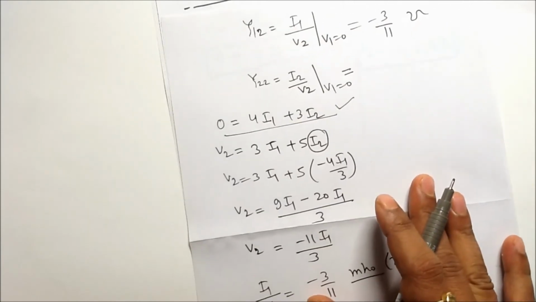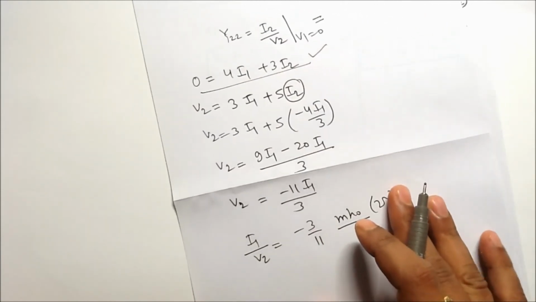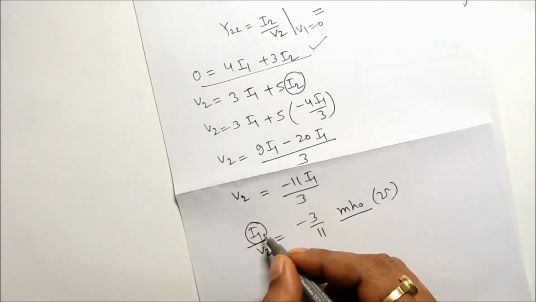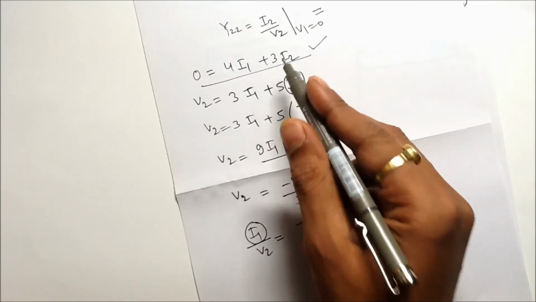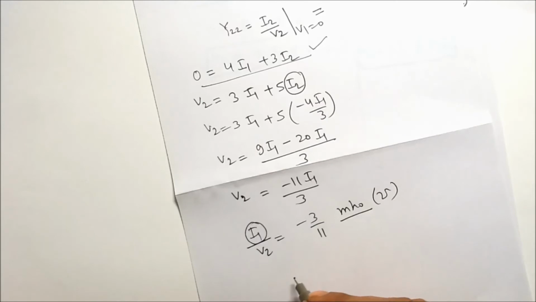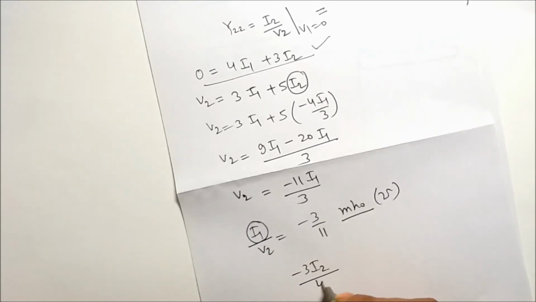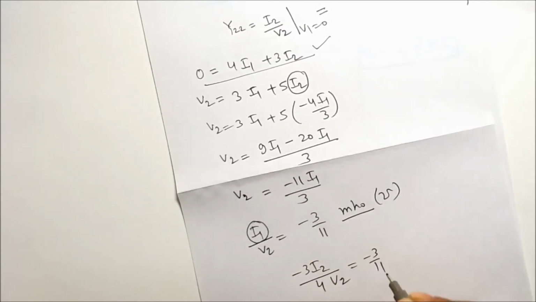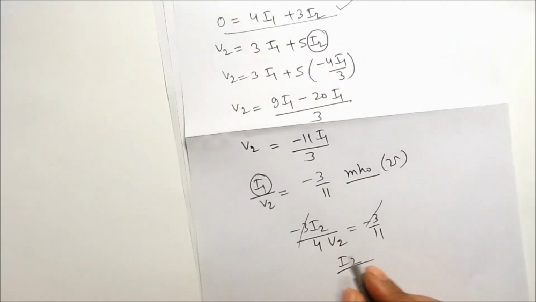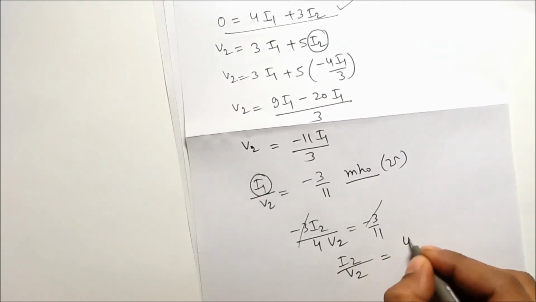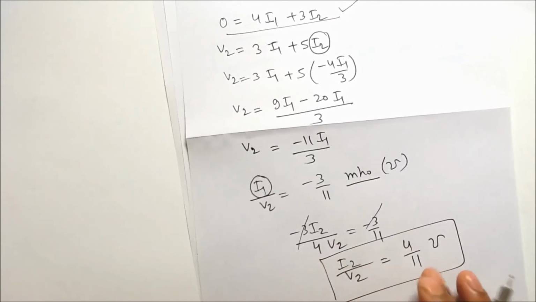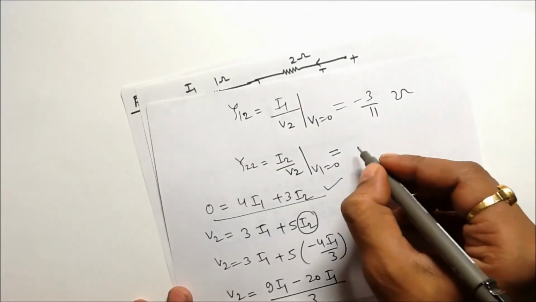And can you tell me the value of I2 upon V2? So I am going to replace I1 with I2 with the help of this equation. I1 equals minus 3I2 upon 4. Minus 3I2 upon 4 times minus 3 upon 11. So I2 upon V2 equals 4 upon 11. So this is the value of Y22.